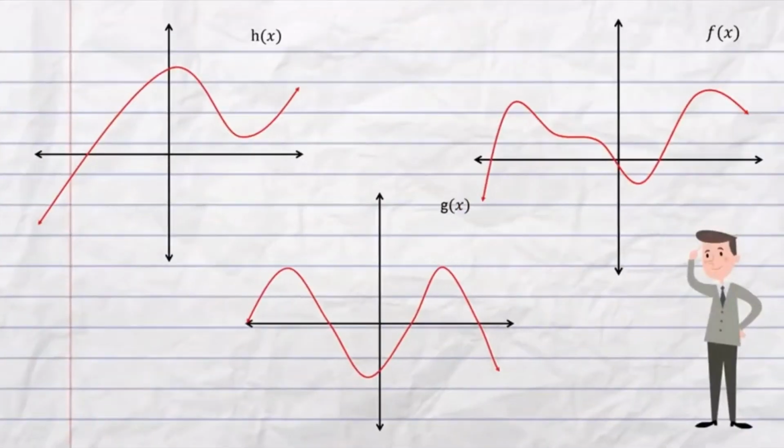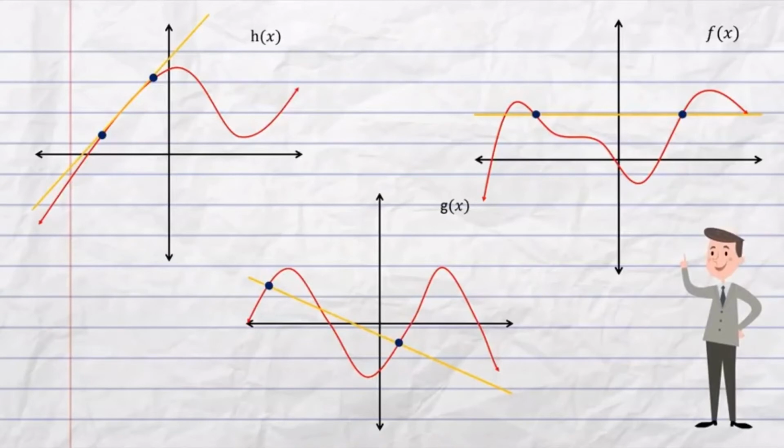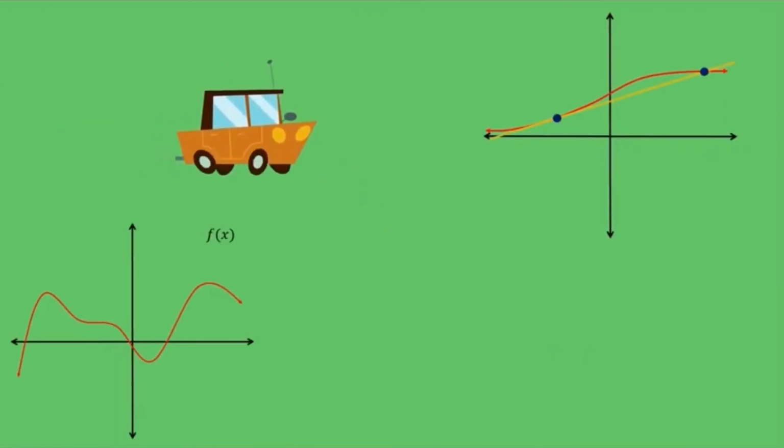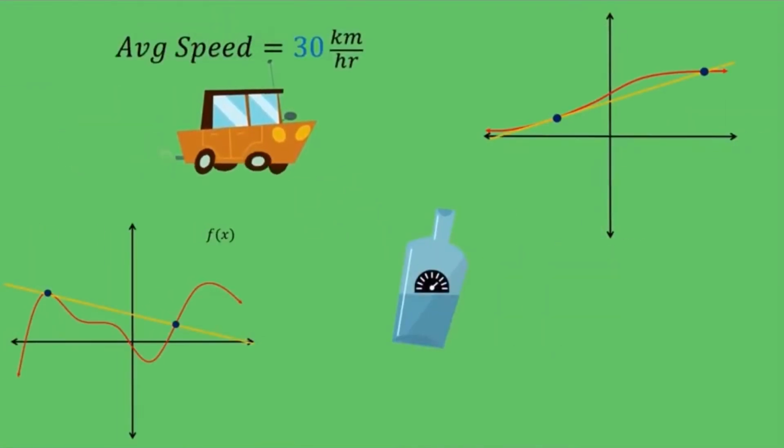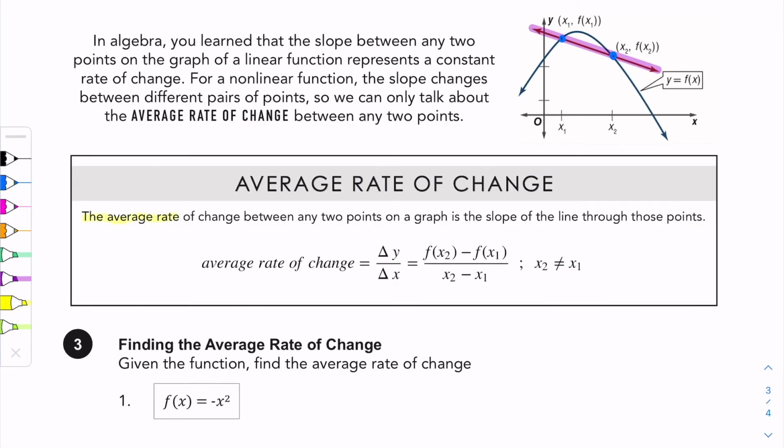So by describing the slope of a line between 2 points on a function, we can get a lot of information about the behavior, specifically its average rate of change. Depending on what the function describes, this could give us information like the average speed of a car or the average flow rate from a tank of water. The possibilities are endless. So the average rate of change between any 2 points on a graph is the slope of the line through the points.